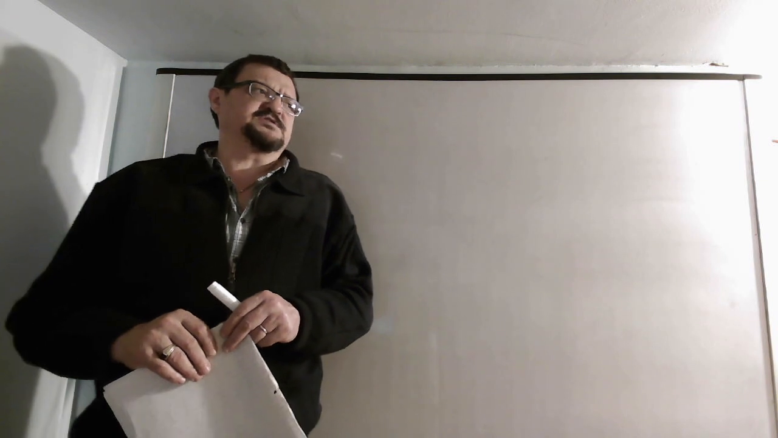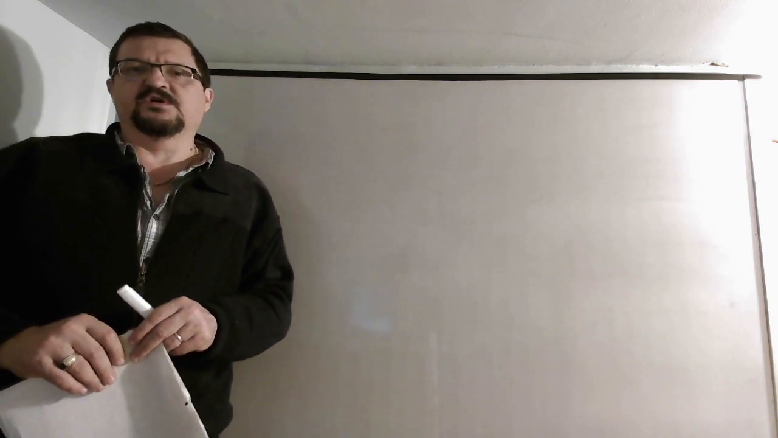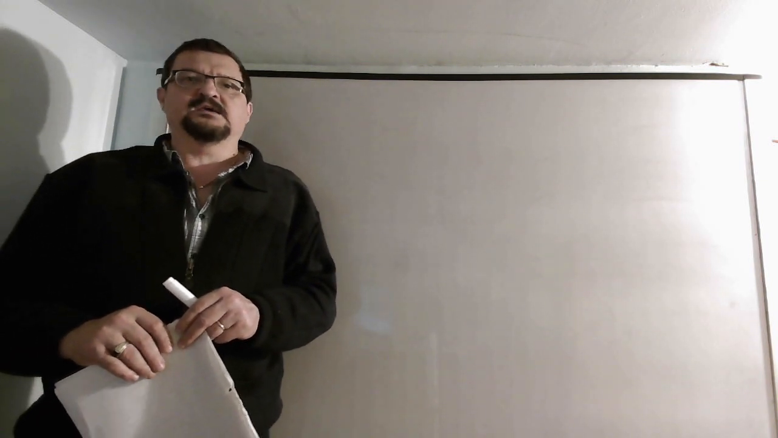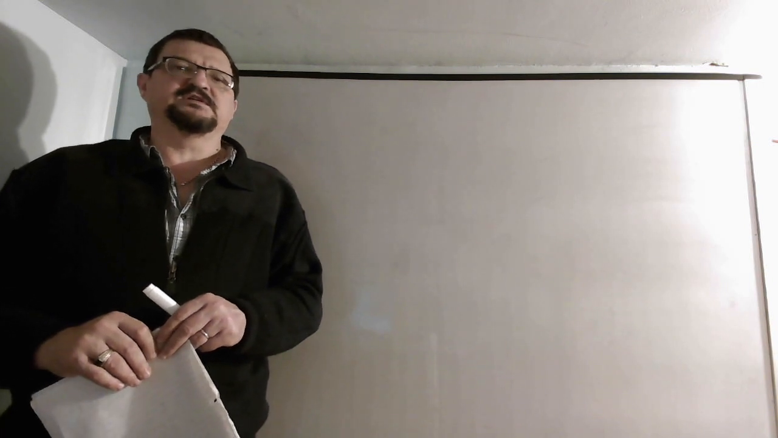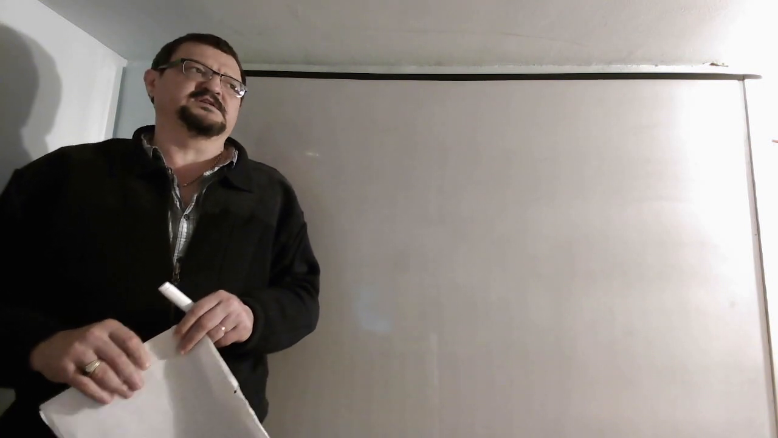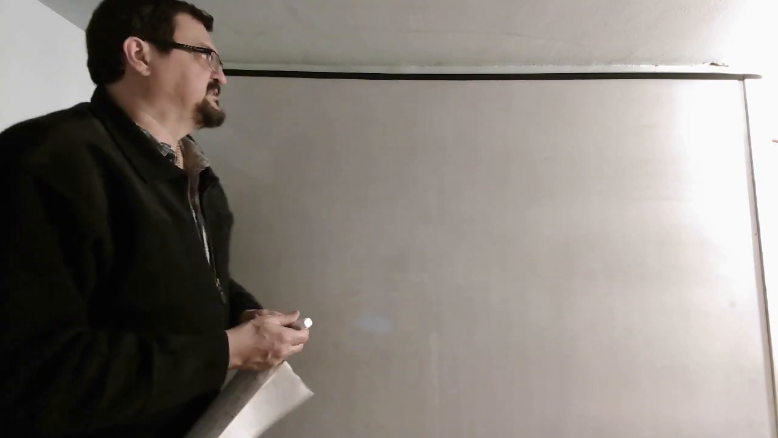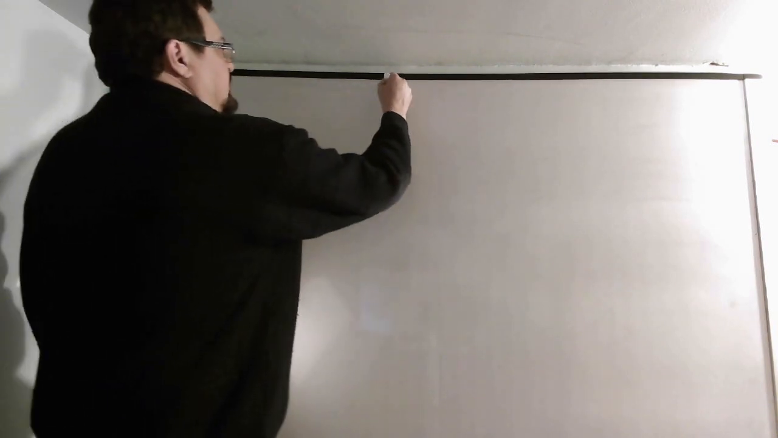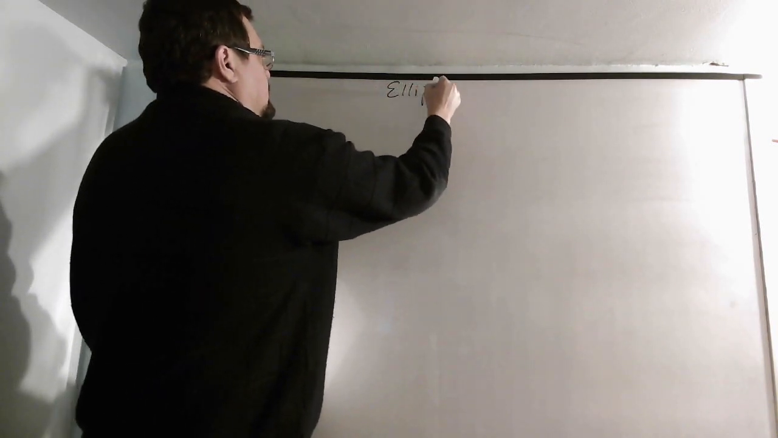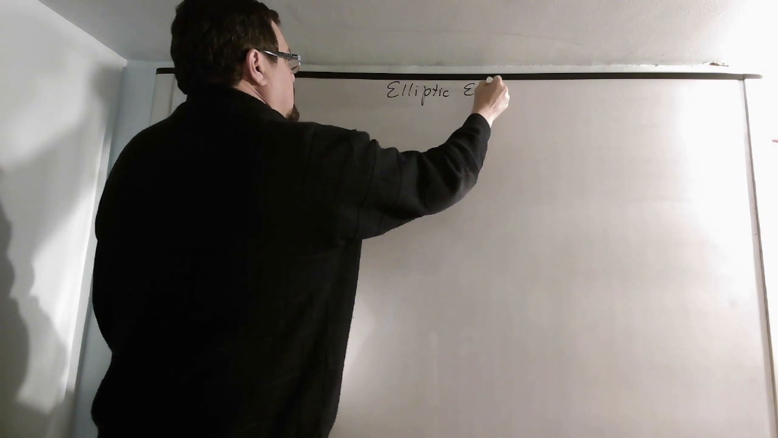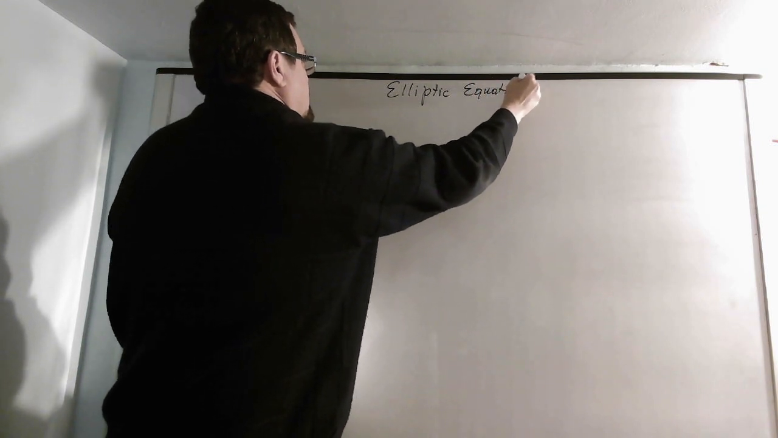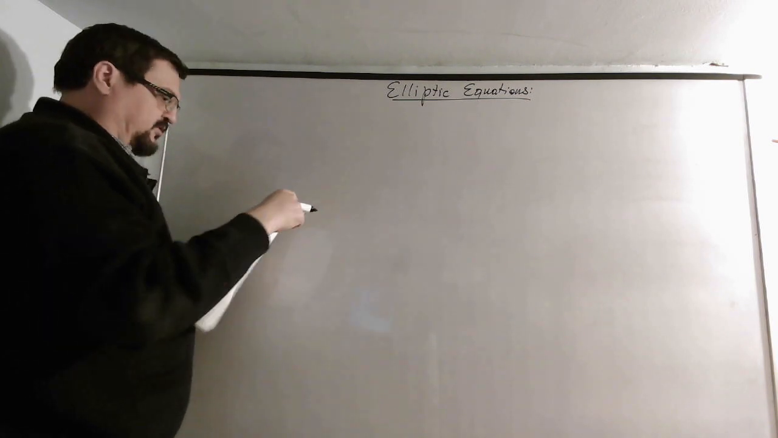So elliptic equations are basically differential equations of second order in space. In our field, that's what we solve, only in space. So there is no time derivative. And so the example of an elliptic equation is, for example, the Helmholtz equation.